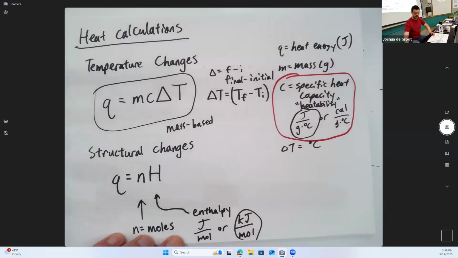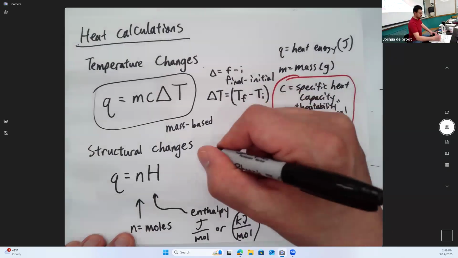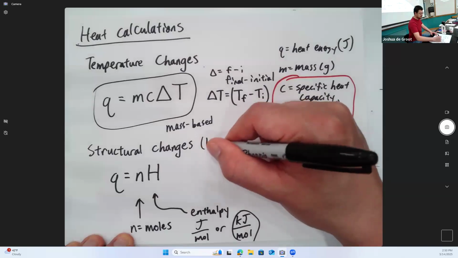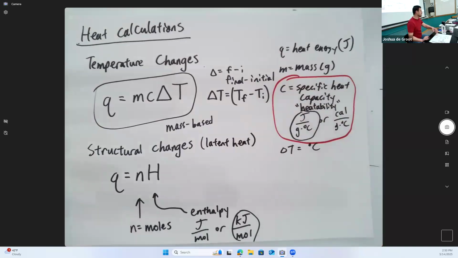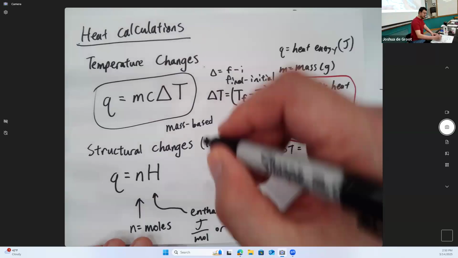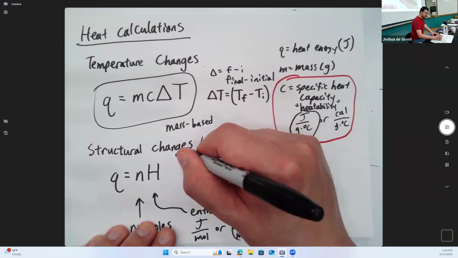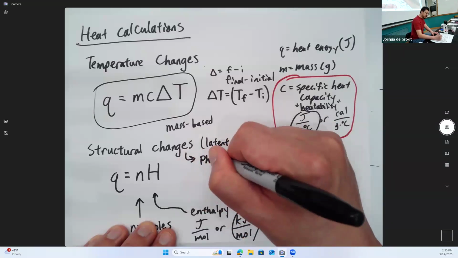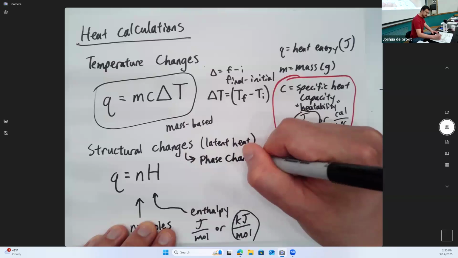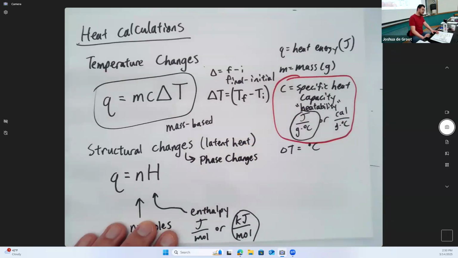I used that word latent heat earlier. These are latent heat processes. And when you have a structural change, you're absorbing or releasing heat, but you don't really notice it so much in the temperature. Often you don't notice it at all. All right. So there's 2 main types of structural changes. There's phase changes, and that's the type of structural change we're talking about today.